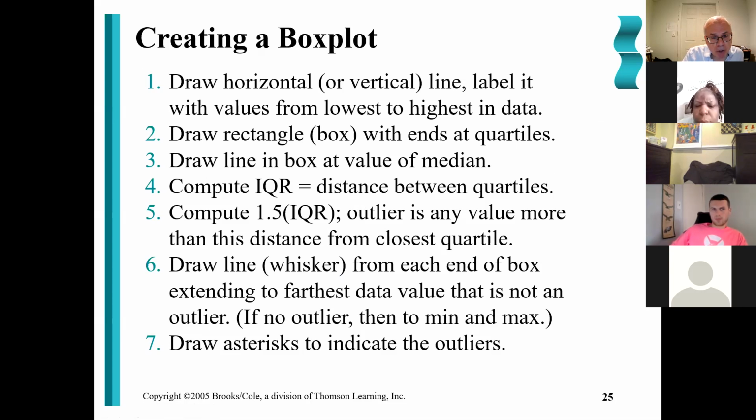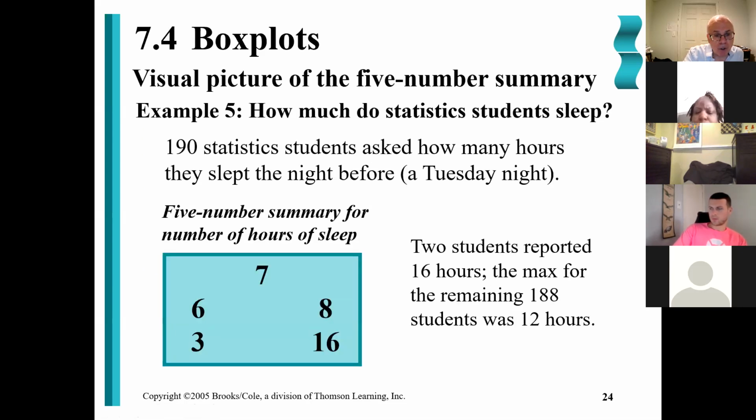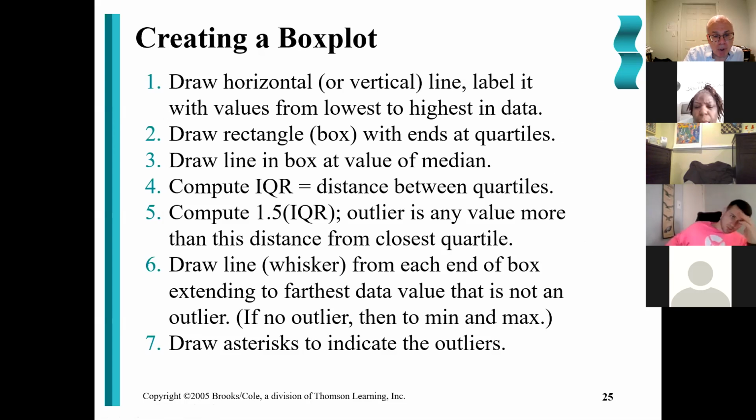And then step 5, they want you to multiply the interquartile range by 1.5. Now, in this case here, the interquartile range is 2, right? 8 minus 6. You multiply that by 1.5, you get 3. So 1.5 times IQR in this case is 3. Now, this is where you need to take some notes or listen carefully. It says here that an outlier is any value more than this distance from the closest quartile. Geez, what the heck does that mean, right? You're looking at it and your head is spinning. What does that mean? Well, this is what it means.